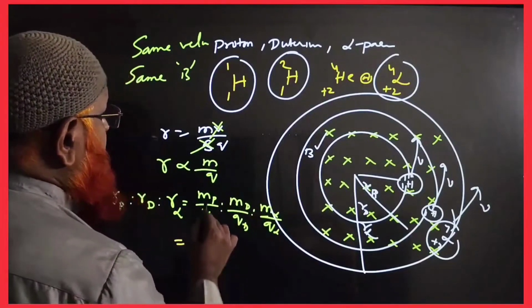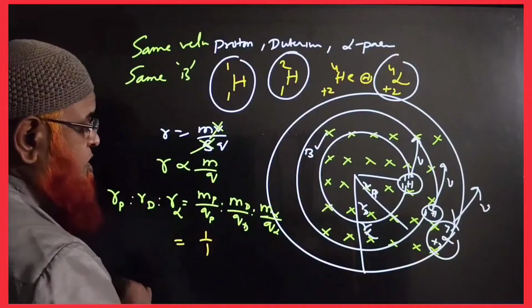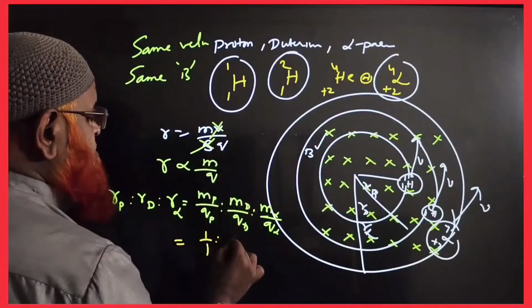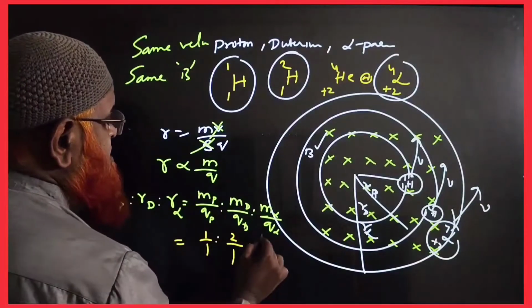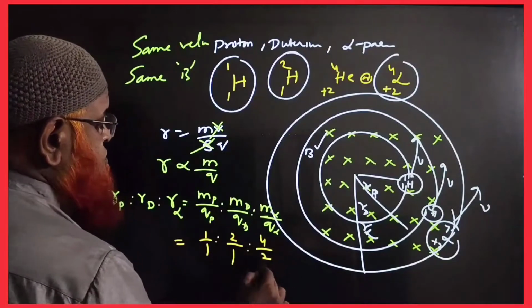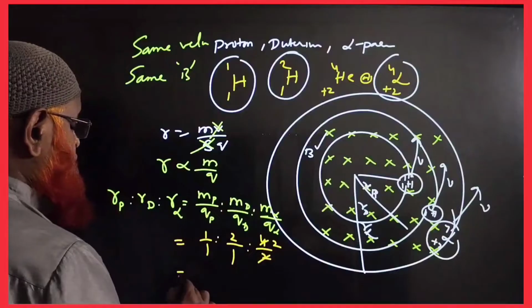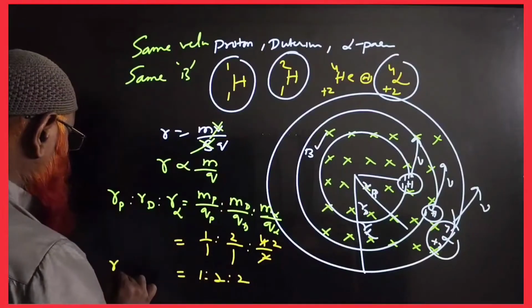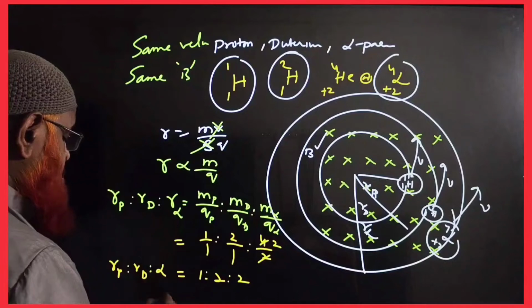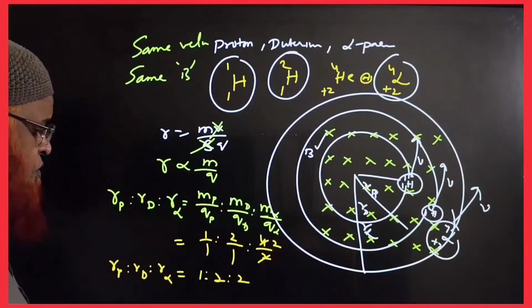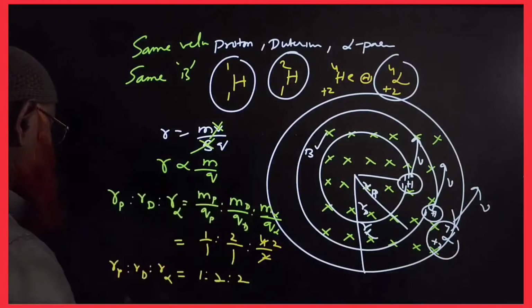Mass of proton is 1, isn't it? Charge of proton is 1. Is to mass of deuterium is 2, and charge of deuterium is 1. Is to mass of alpha is 4, and charge of alpha is 2. So 2 ones, 2 twos. So it is 1 is to 1 is to 2, the ratio for radius of the proton, radius of the deuterium, and radius of the alpha particle. Just remember this ratio, 1 is to 1 is to 2.